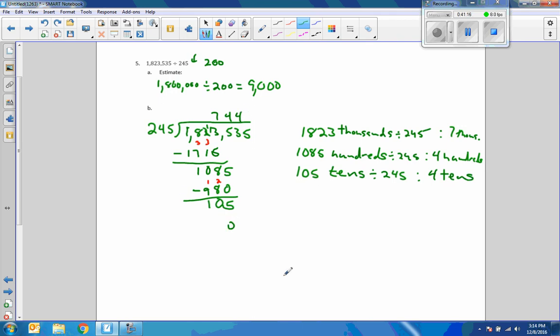4 times 5 is 20. 4 times 4 is 16, plus 2 is 18. 4 times 2 is 8, plus 1 is 9. Oops. Made a mistake there. I have 105. 245 won't go into it. Okay, so I forgot to bring down this 3. It's 1053 tenths divided by 245 is 4.